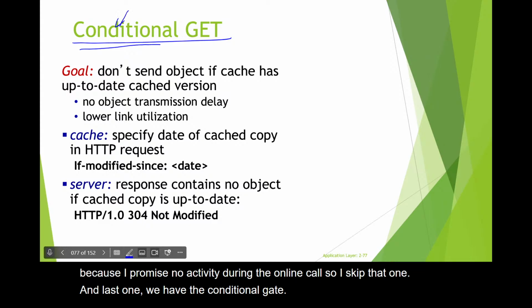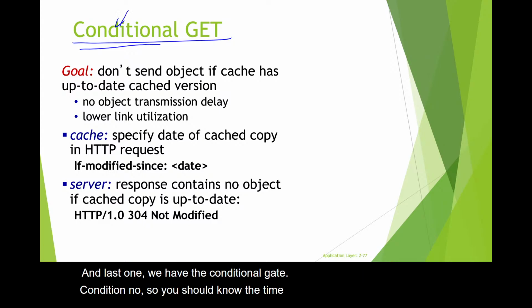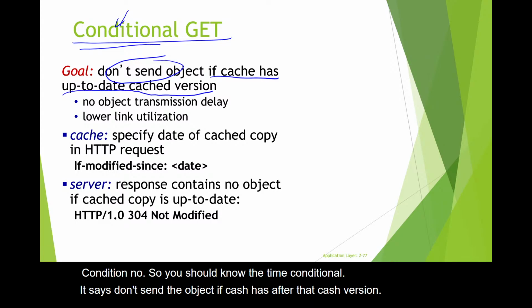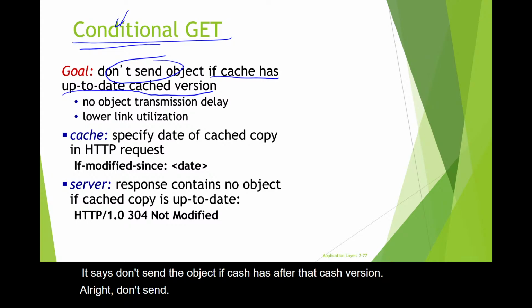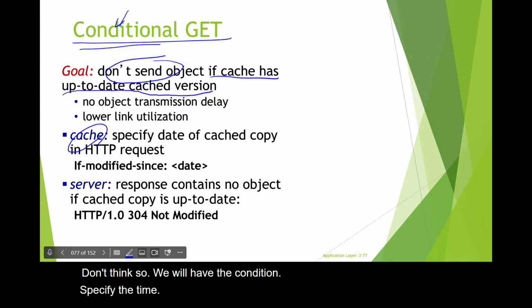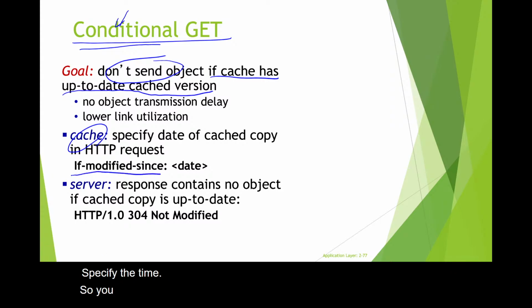Conditional. You should know the term conditional. It says don't send the object if the cache has an up-to-date cached version. All right, don't send. If we don't have it, then send; otherwise, don't send. So we will have the condition, and specify the time. You see, if modified, then we will do something; otherwise, nothing new.